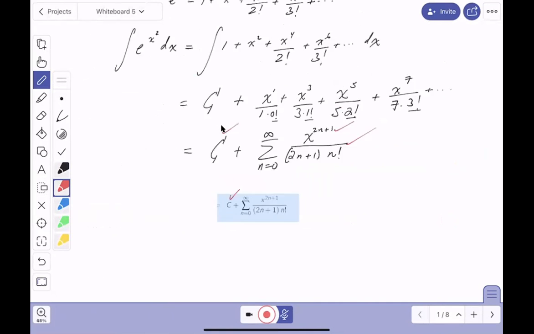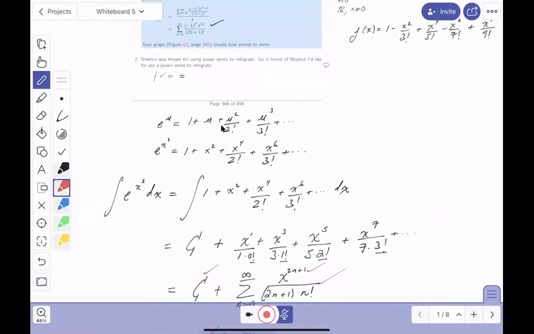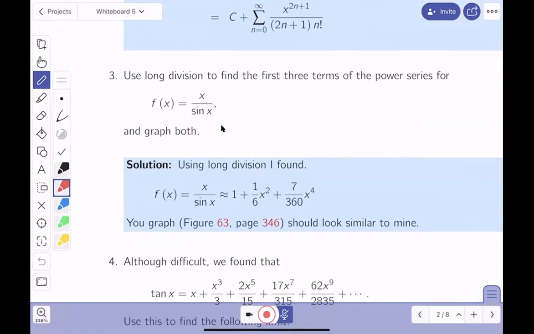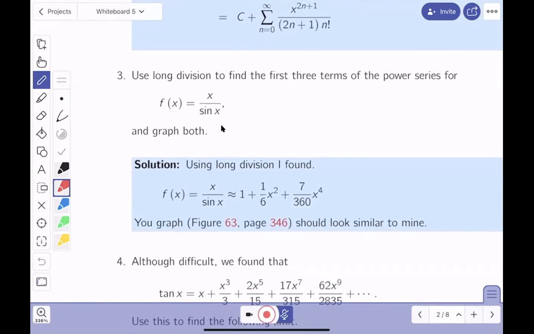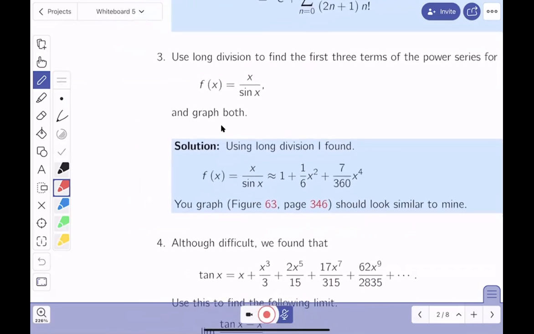All right. Now make sure I answer the question completely. I've got to look at this thing. Yeah, I get the power series. All right. So that's done. This one, I'll be honest with you, for me, it's a nightmare. But I guess we could go through it.